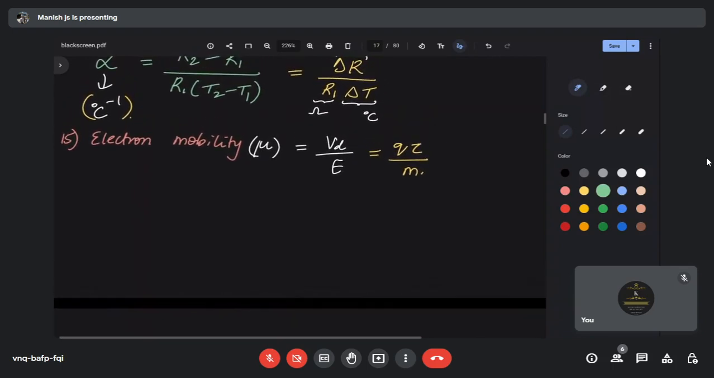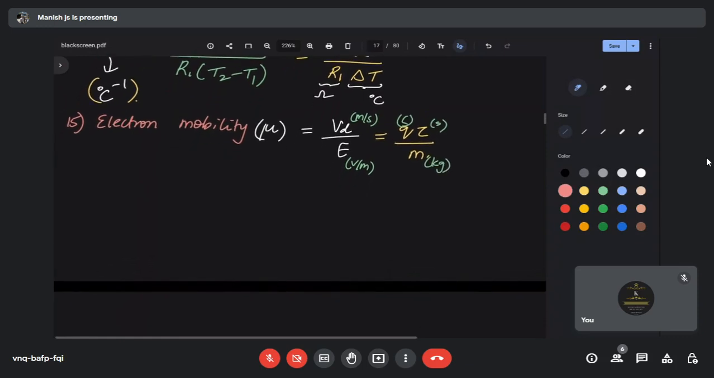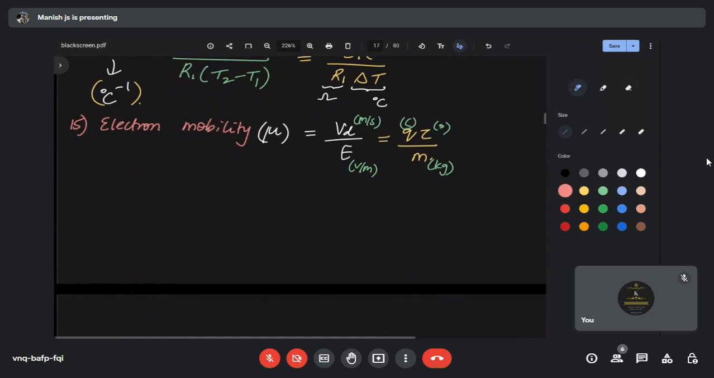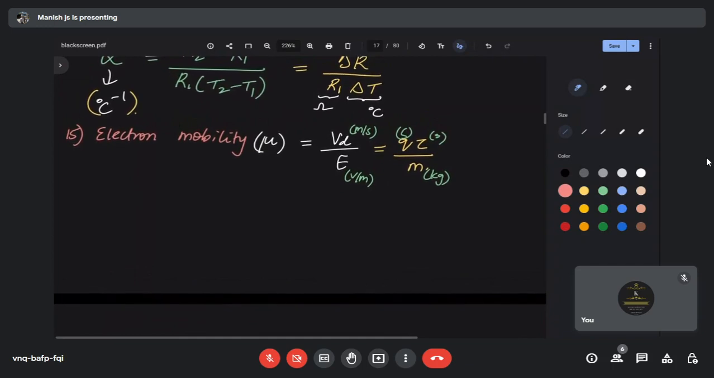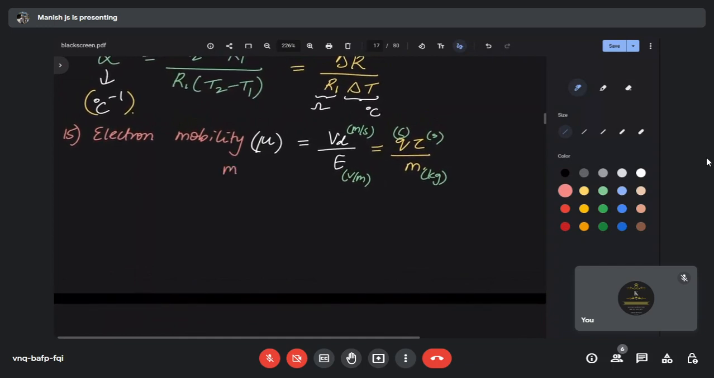The unit for Vd is meters per second. For electric field, it is volt per meter. For Q, it is coulombs. For time, seconds. And for mass, kilograms. So appropriately, you can express the standard unit for electron mobility: you have meters per second, and just take the reciprocal of the electric field. So it is meter square, second inverse, volt inverse.